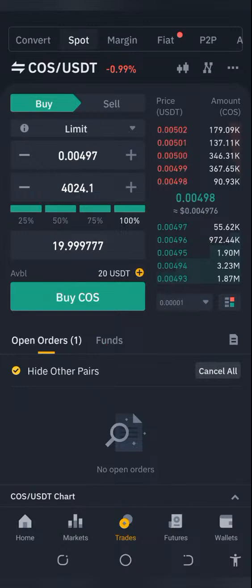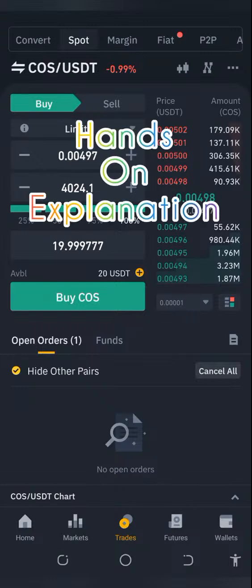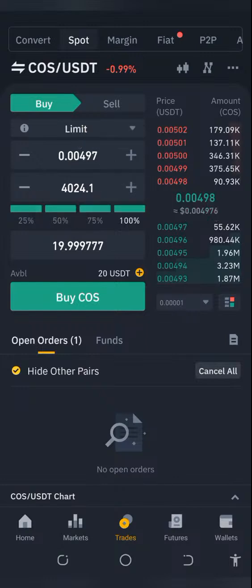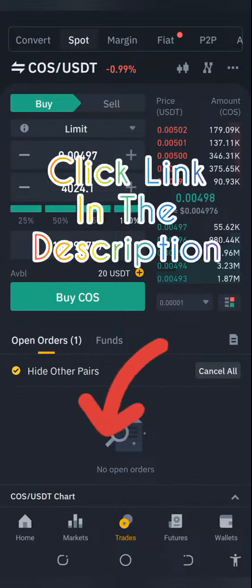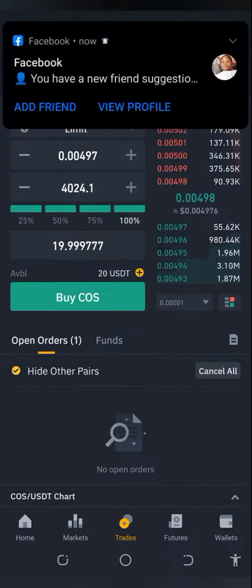Now, I've just given you a quick summary of how this works in triangular arbitrage, in inter-exchange arbitrage, and also in spot trading. Now, these may look like summaries, right? But if you really want to get a full hands-on explanation on what to do, all you have to do right now is click on the link in the description and you'll be chatting with me.